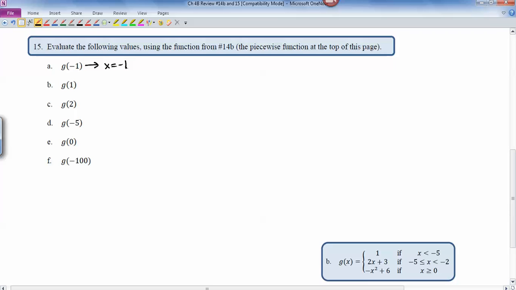That means that x is -1, and we want to know what the y value is. If x is -1, well, this tells me what to do with it, right? If x is less than -2 and bigger than -5, then I can plug it into the middle function right here. If x is bigger than 0, I can plug it into this equation right there. But the problem is there's nothing for x equals -1. So it turns out if x is -1, g of -1 just does not exist.